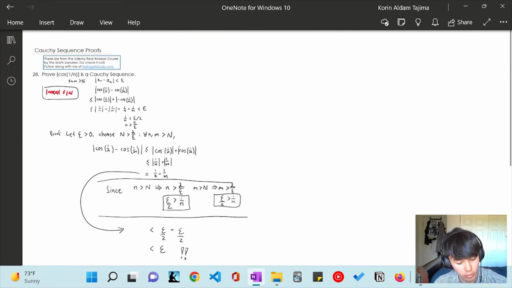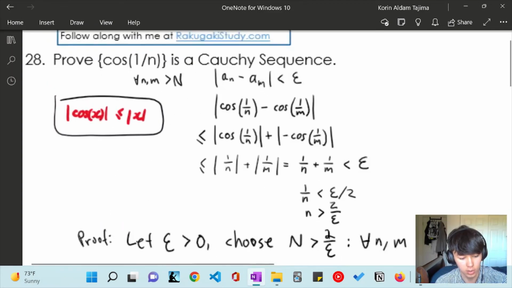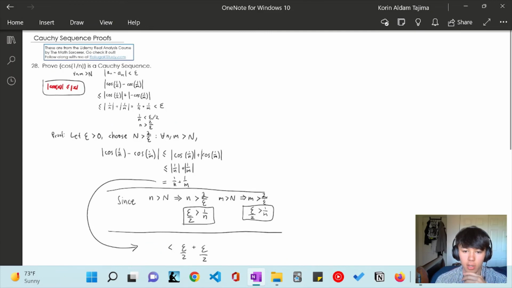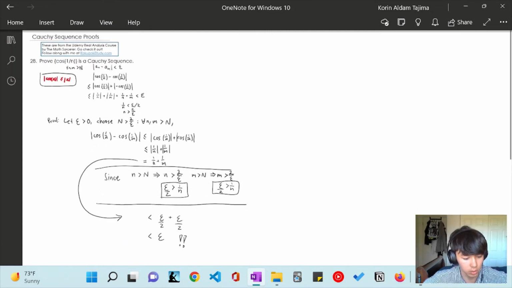So that's my proof. I got a glimpse of what the Math Sorcerer did, and it looks different. I'm pretty sure he didn't use this cosine of x thing, so that's going to be interesting to look at. Anyways, there's the entire proof if you want to look over it.